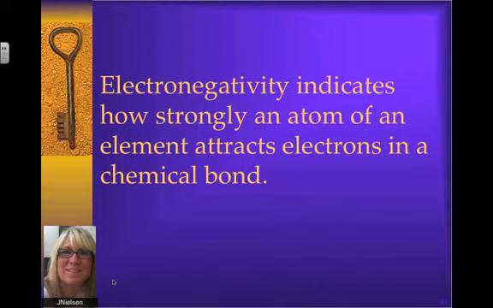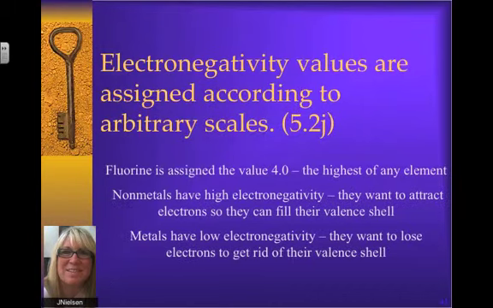Electronegativity indicates how strongly an atom of an element attracts electrons in a chemical bond. Fluorine has the highest value, 4.0. It's the bully of the periodic table. Nonmetals have a high electronegativity because they want to attract electrons, so they can fill their valence shell and have an octet. Metals have low electronegativity because they want to lose their electrons. They want to get rid of those 1 or 2 or 3 in their valence shell, so they have 8.